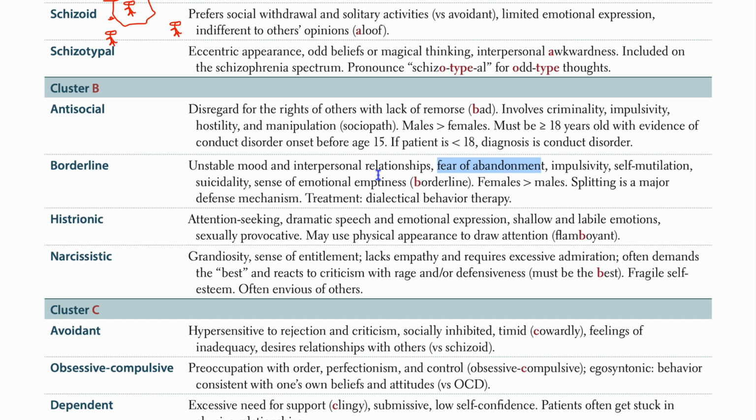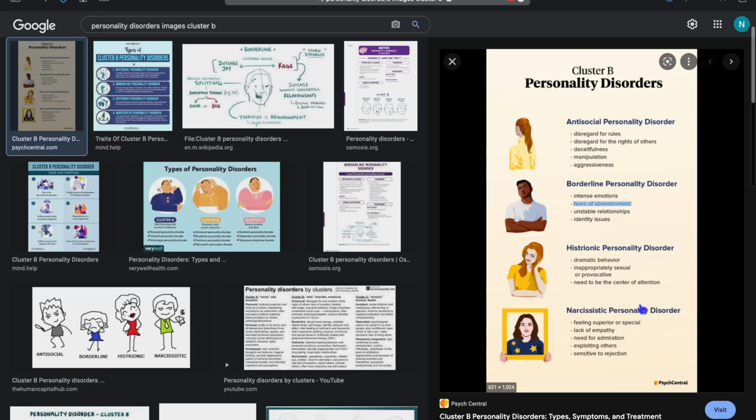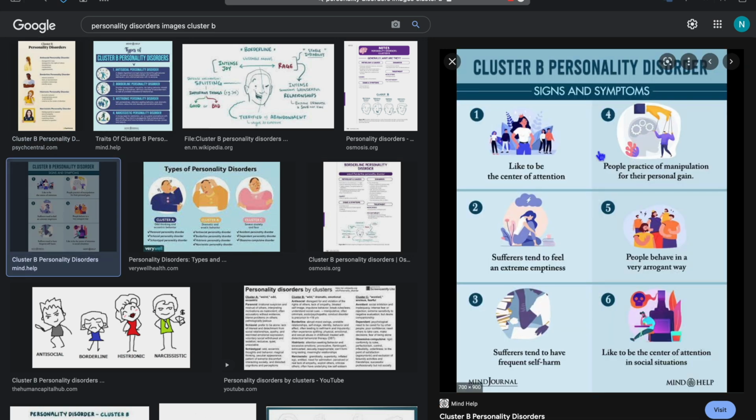Okay. Histrionic: attention seeking, dramatic speech and emotional expression, shallow and labile emotions, sexually provocative, may use physical appearance to draw attention, flamboyant. Okay, that's an easy one. So a histrionic person shows dramatic behavior, inappropriate sexual or provocative behavior, and needs to be the center of attention. Right? They like to be the center of attention.